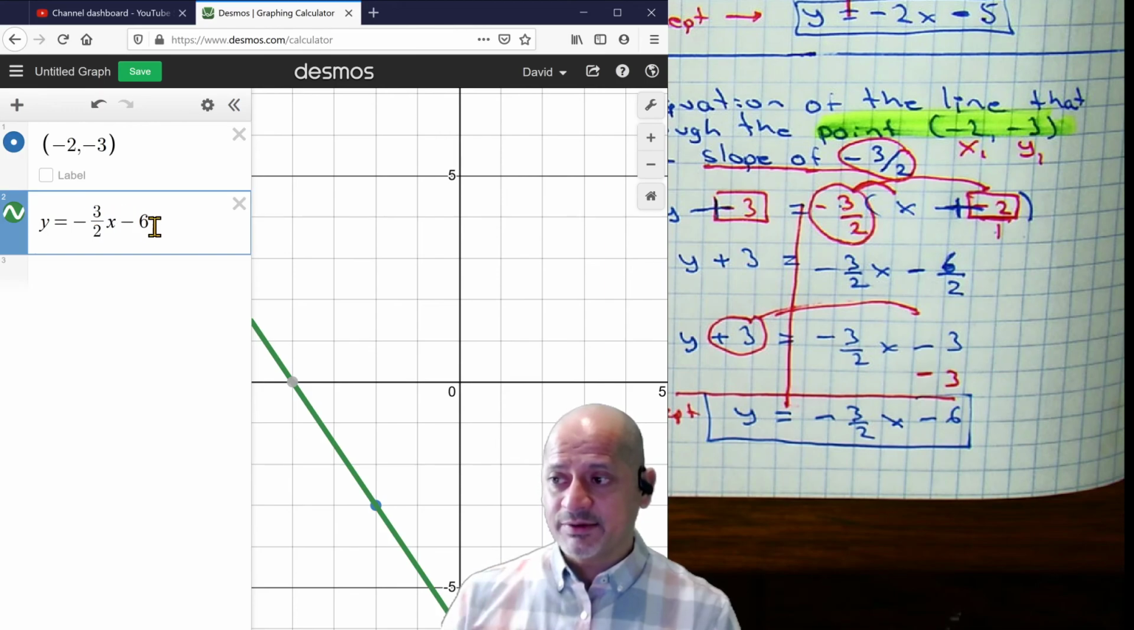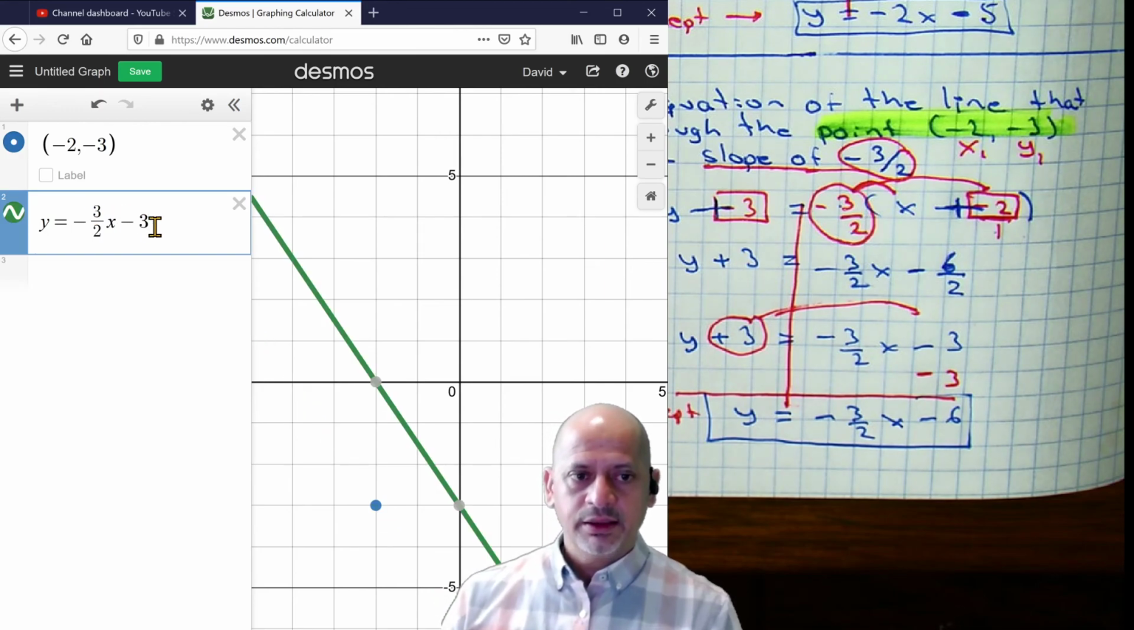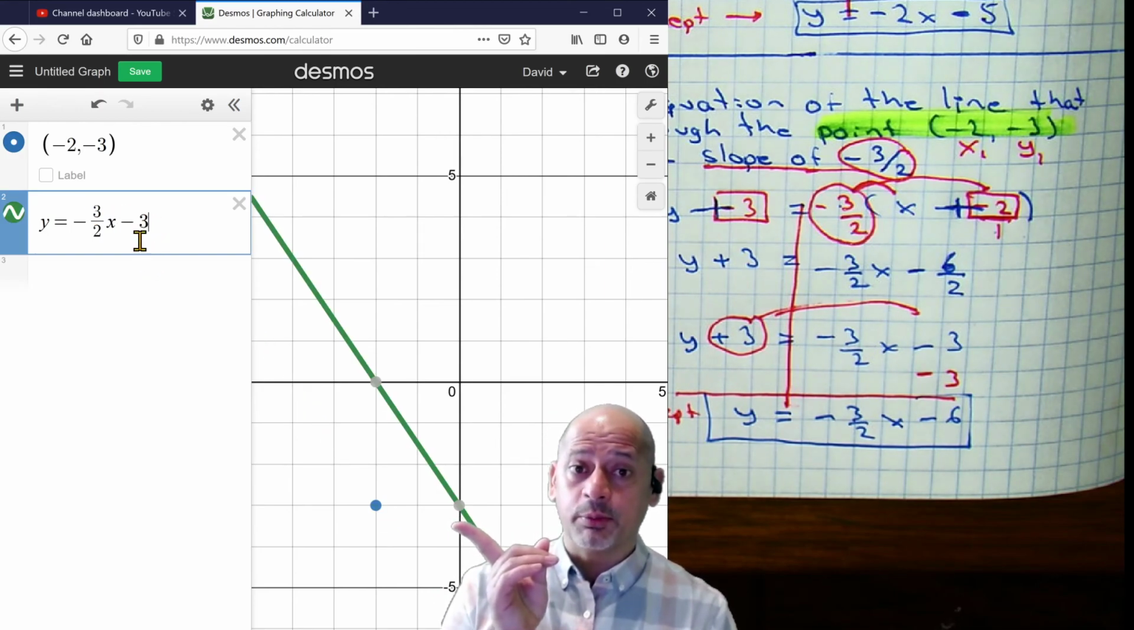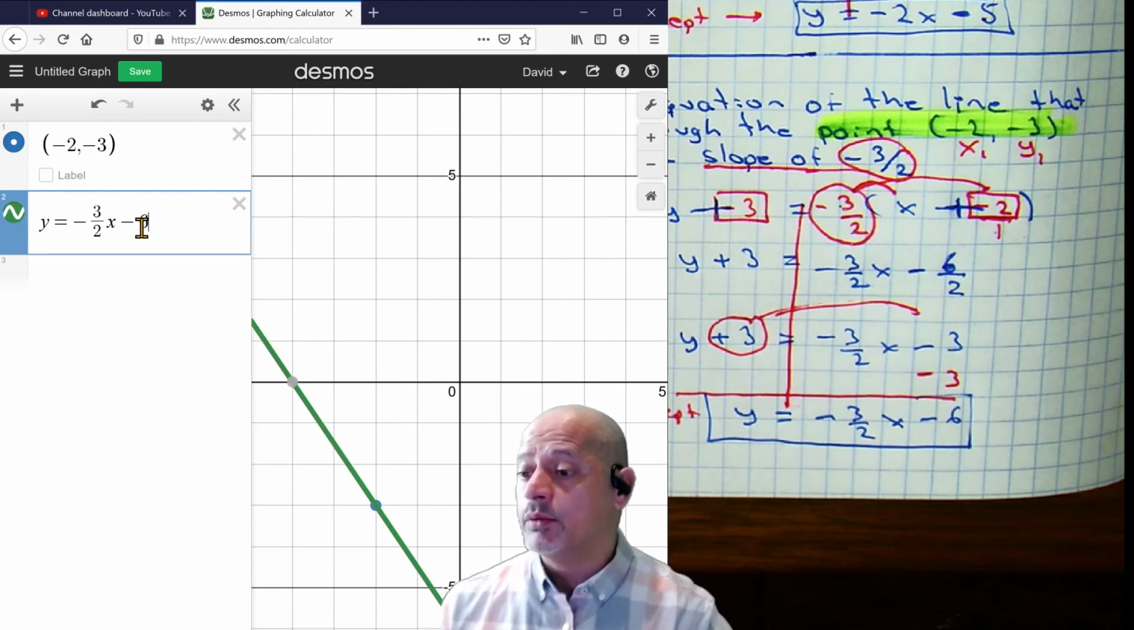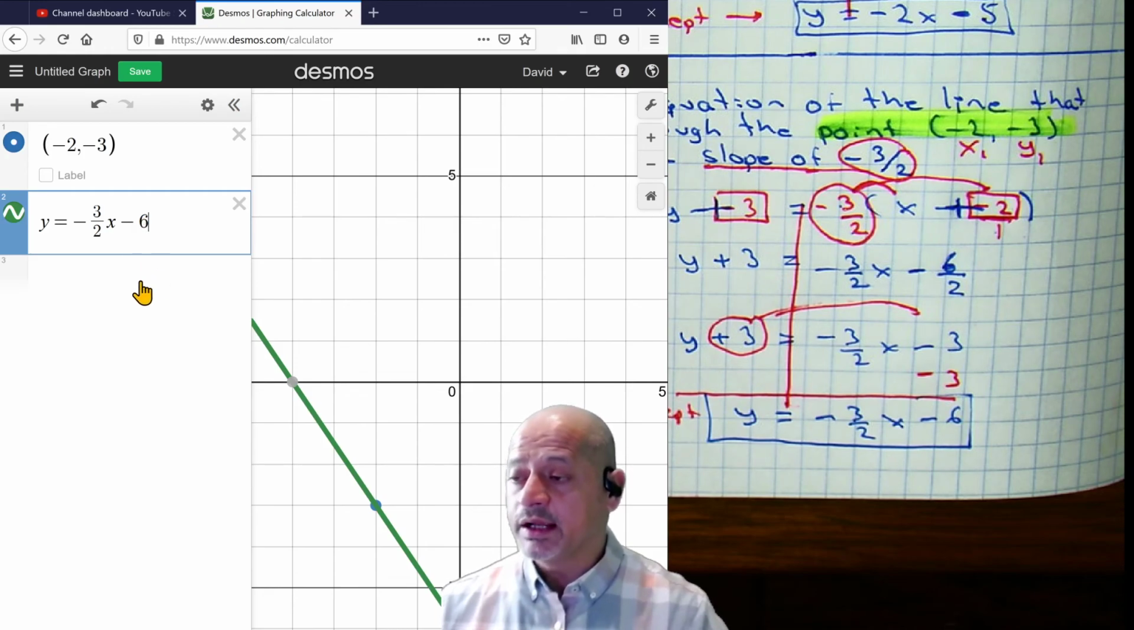So by any chance, let's say that you have gotten a 3. Then we know that that's not correct because it doesn't go through the point that we're looking for. But in this case, we did get the correct answer, which is negative 6.